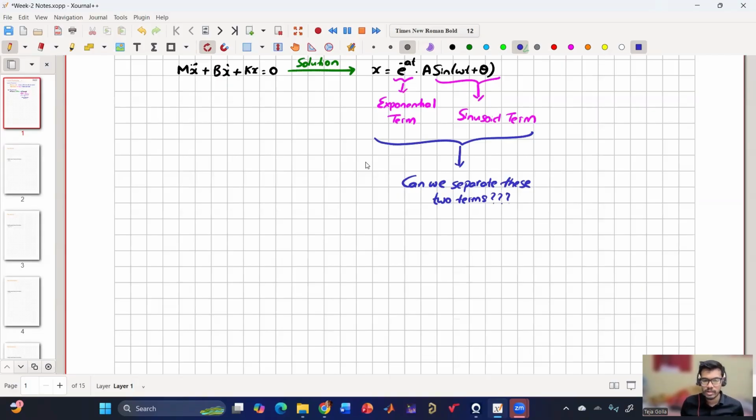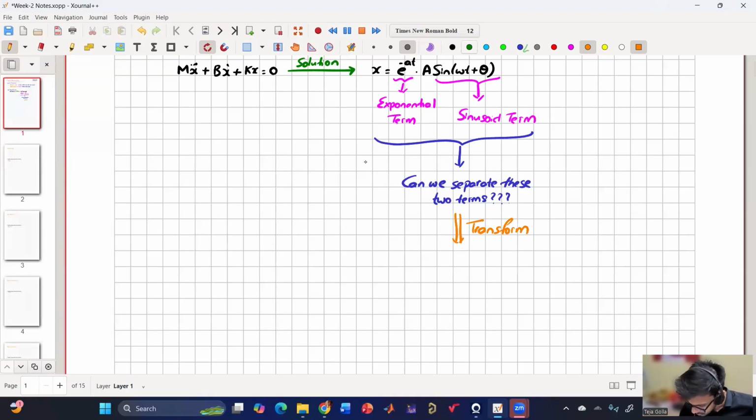But what are we benefiting? What are the benefits that we are getting? We'll try to separate the exponential term as well as sinusoid term so that it becomes easier to solve the problem, and then we'll apply inverse Laplace transform to get the time domain solution. So basically, we'll apply a transform.